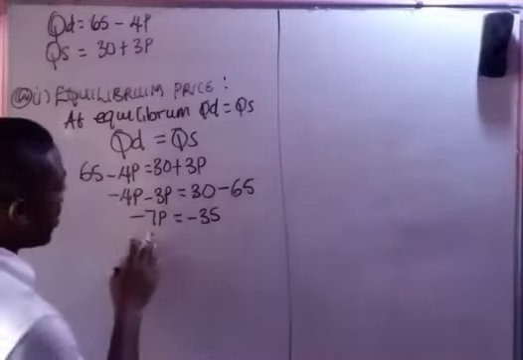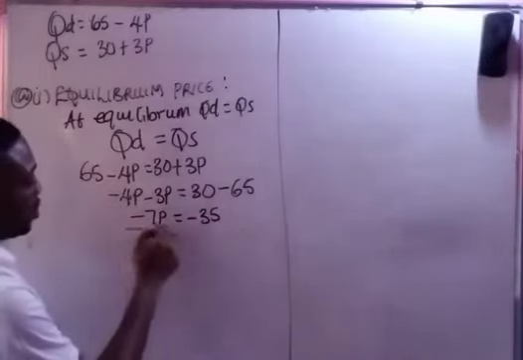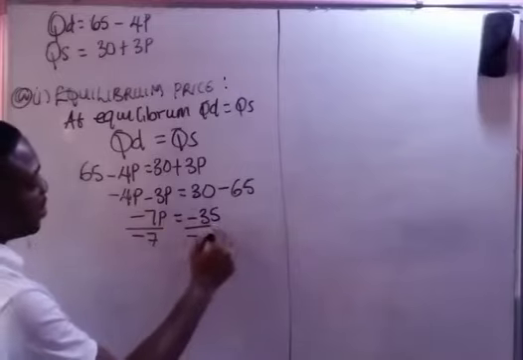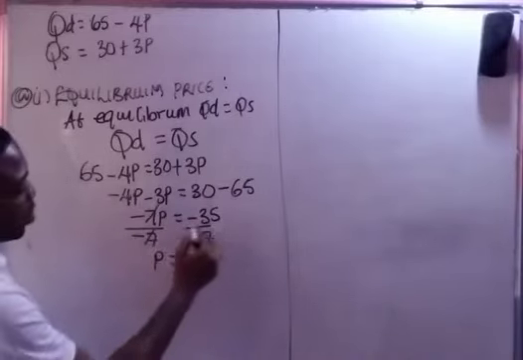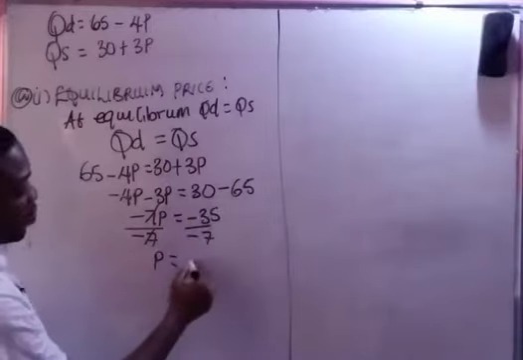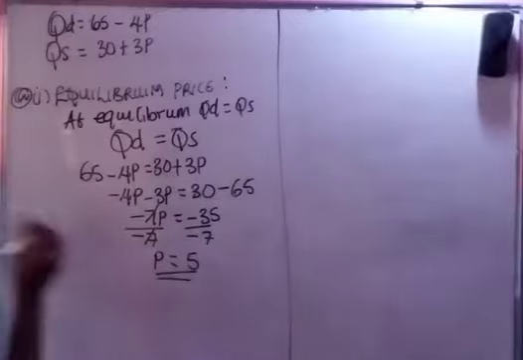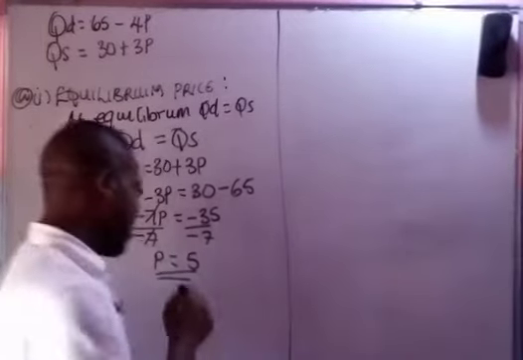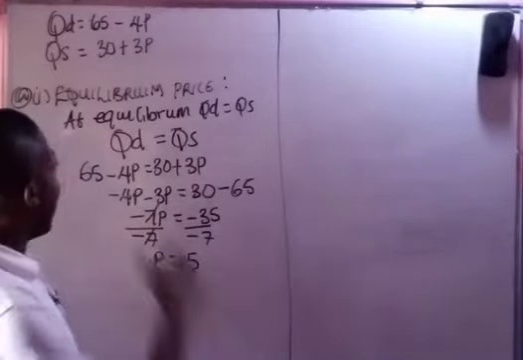Now our aim is to get P, which is the equilibrium price. So we have to eliminate minus 7. So in this, we'll divide both sides by minus 7. So if this cancels this, my P is equal to minus 35 divided by minus 7 will give us what? 5. So therefore, the equilibrium price is what? 5 Naira, because they said the price is in Naira. Okay, so that's the first question.